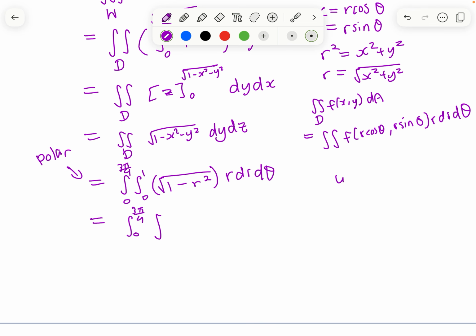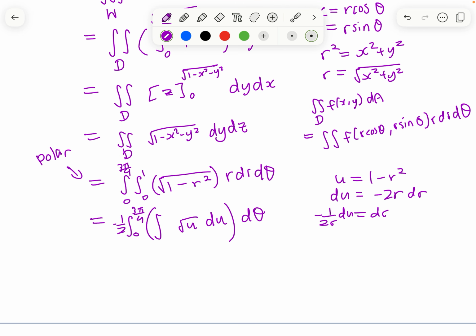So we can let u equal 1 minus r squared. So du would be negative 2r dr. Isolate dr, we get negative 1 over 2r du. If I put this in here, I can factor out the negative 1 over 2, and this becomes square root of u. And then we have the r, but remember we also divide by r, so the r cancels out. So we just have square root of u du, right? Instead of dr, we now have du, and then we have d theta. If you want, we can put that in brackets.